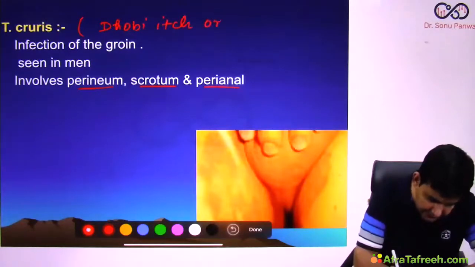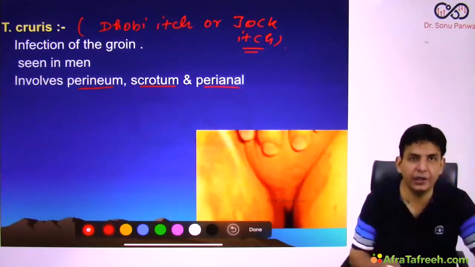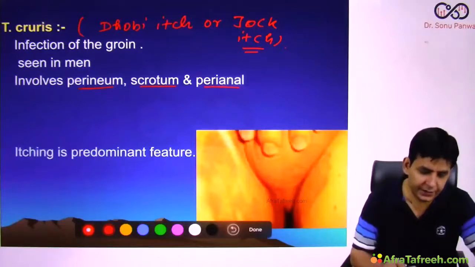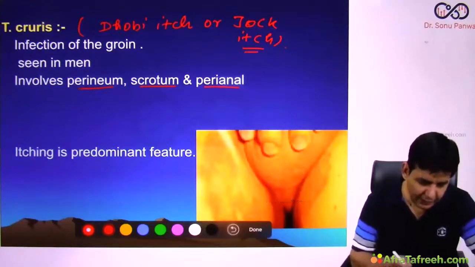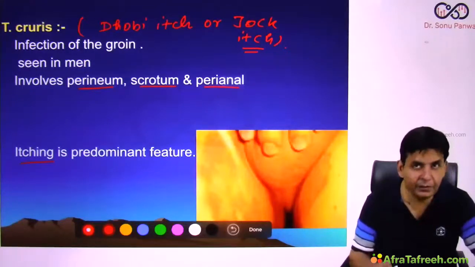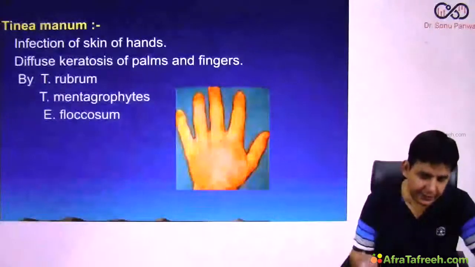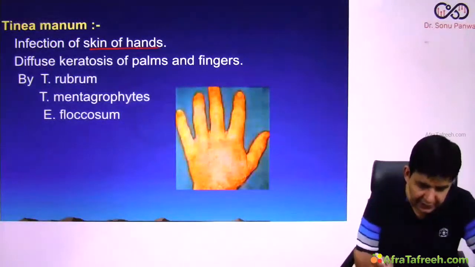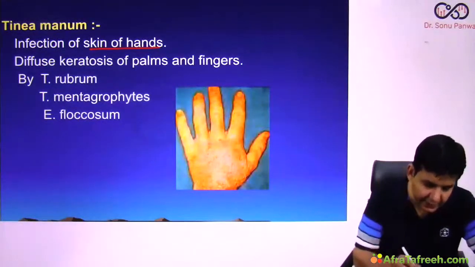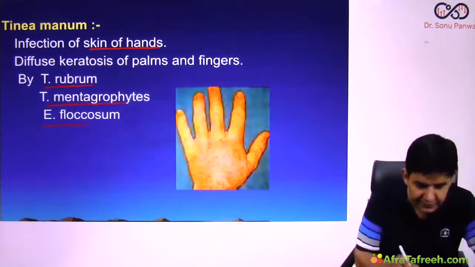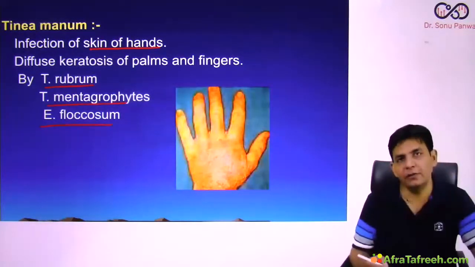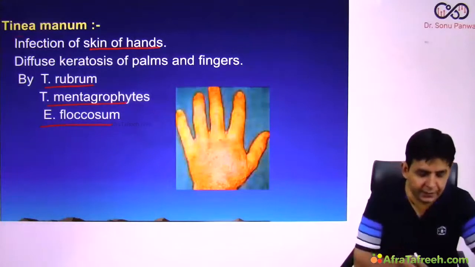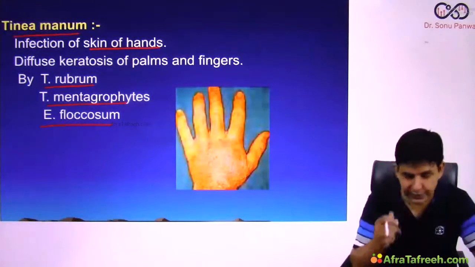or jock itch. Dhobi itch or jock itch is the other name of tinea cruris, and obviously the name is because itching is a predominant feature, that's why it is termed that. Tinea manuum, the infection of the skin of the hands, this is tinea manuum, and it is being caused by rubrum, mentagrophytes and Epidermophyton floccosum. Okay, so tinea manuum is caused by all these three fungi.